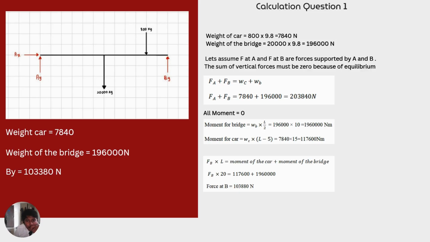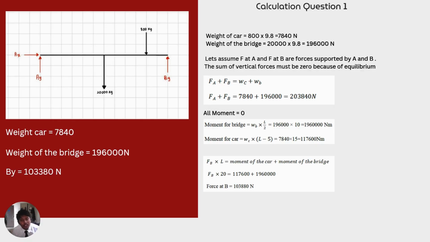Next is the bridge. We also need to convert it to Newton by multiplying it with gravity, 9.8. We can assume the forces at A and B, the forces supported by A and B. So the vertical force FA plus FB is equal to the weight of the car plus the weight of the bridge.